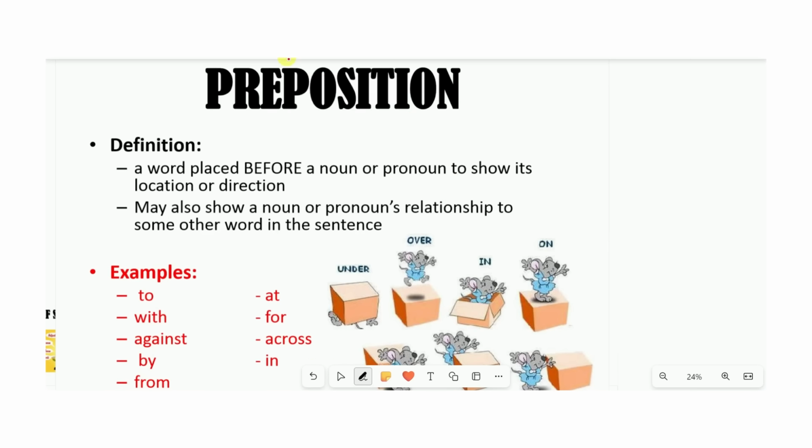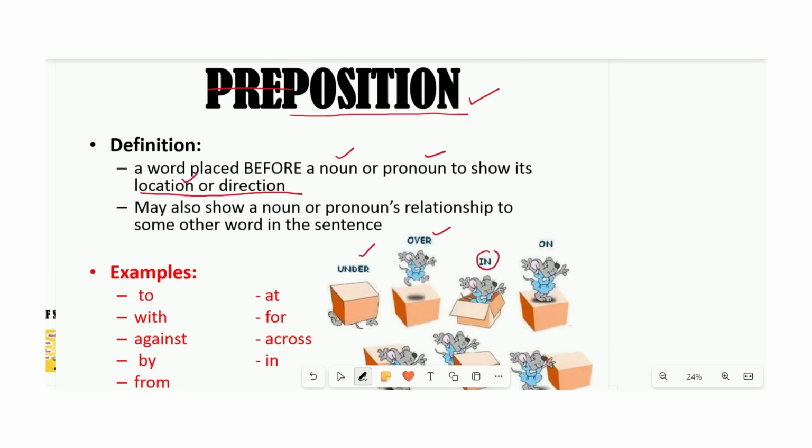Another one that we have to learn about is the preposition. I normally say if you cancel the prefix pre, you remain with position. Now let us look at the definition. A word placed before a noun or a pronoun to show its location or direction. It may also show a noun or pronoun's relationship to some other words in a sentence. Normally these are small words that may indicate the position of an object, or may also link a noun or a pronoun and relate it to other words in a sentence. Words such as under, over. The mouse is inside. So the word in indicates the location or direction.